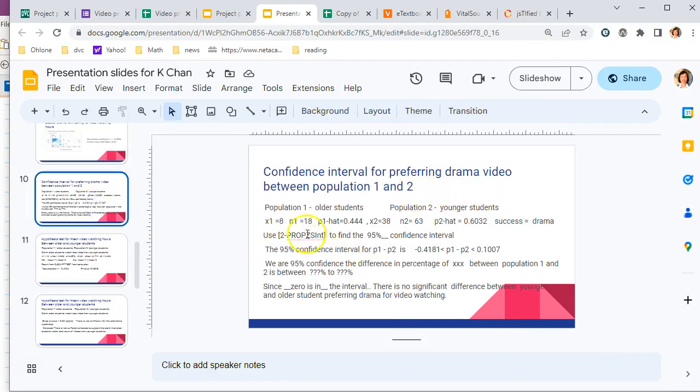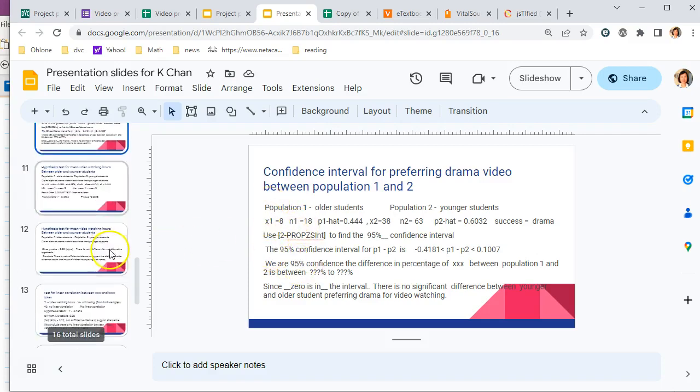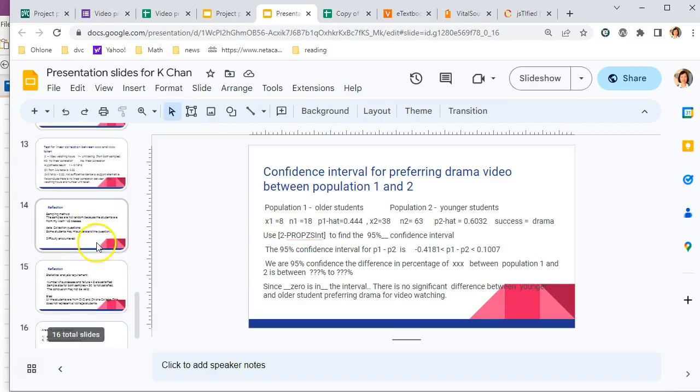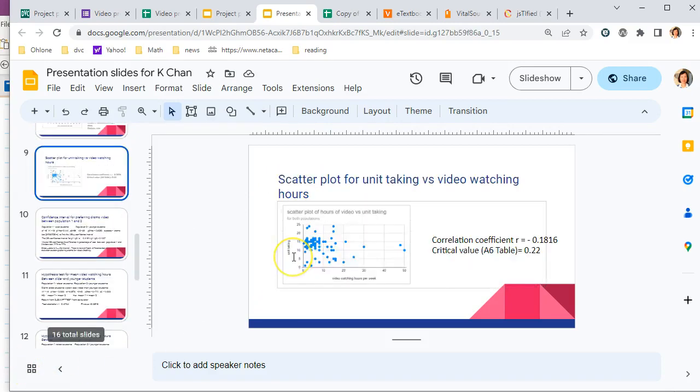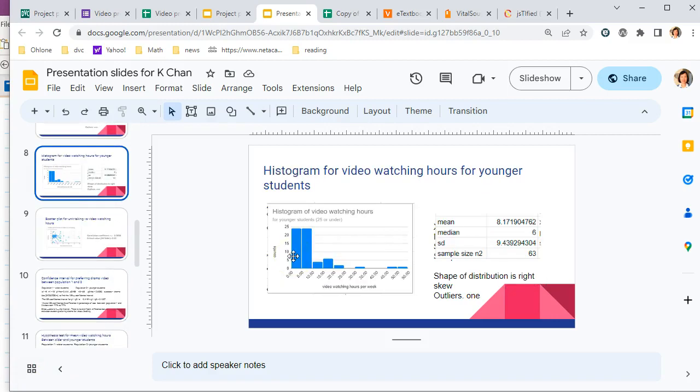The confidence interval slide is too crowded. So you might want to think about separating them into 2 slides or getting rid of some of the unnecessary information. I hope you can at least have the results showing up. So I think this is the end of the presentation slides.